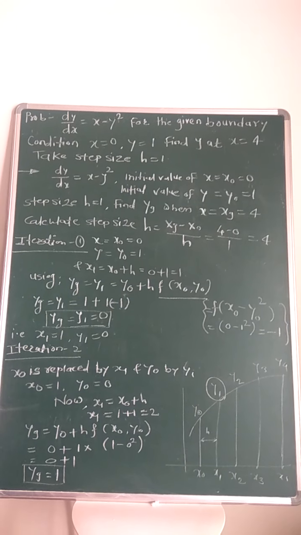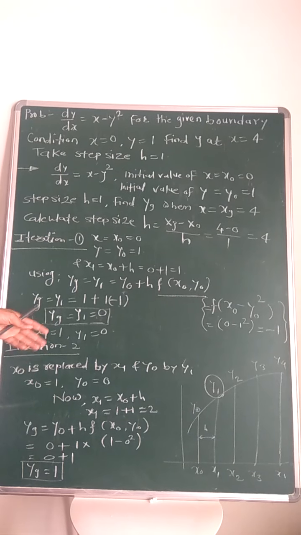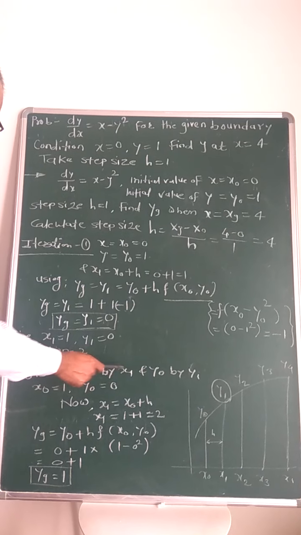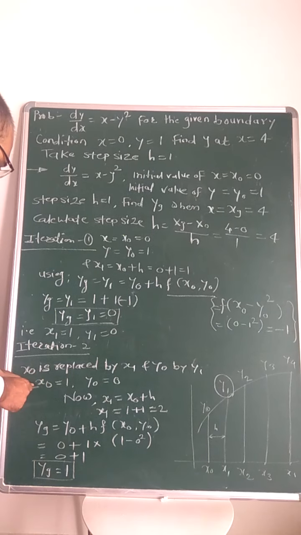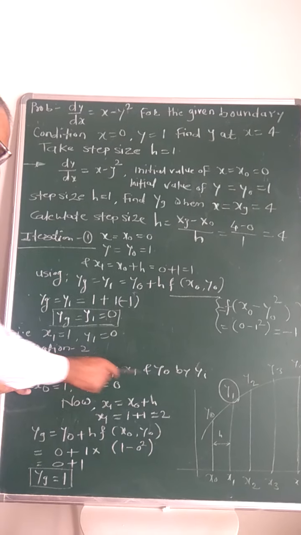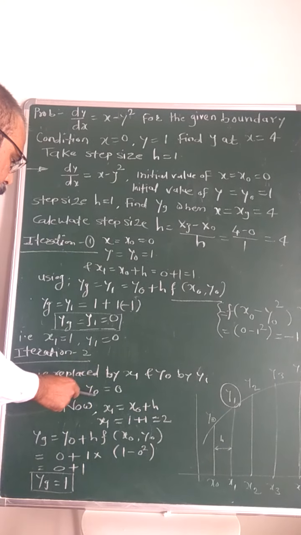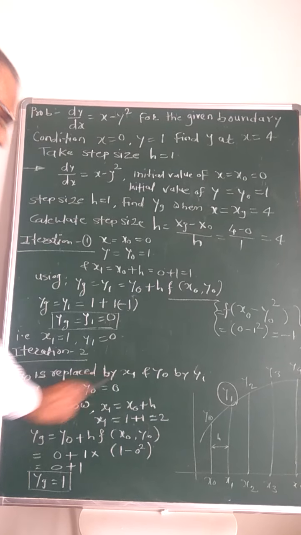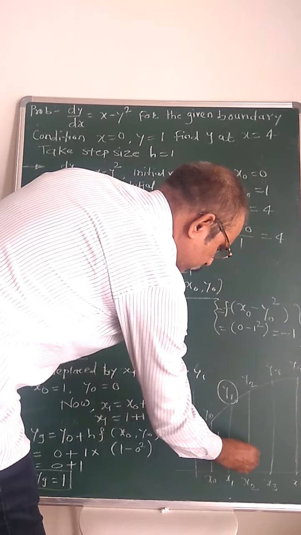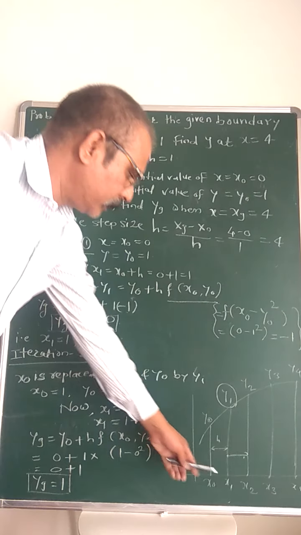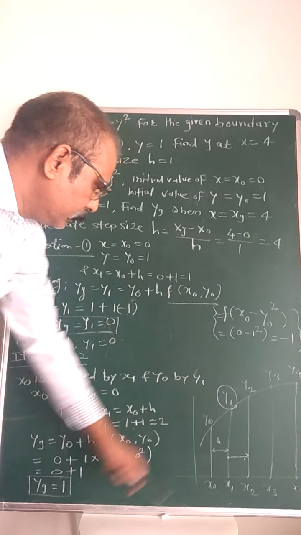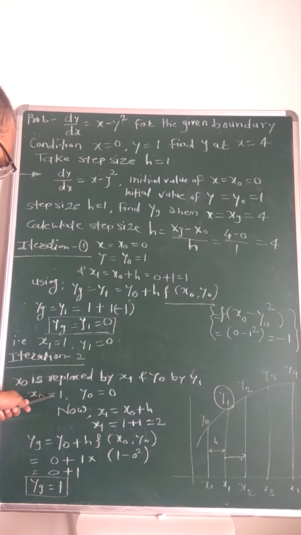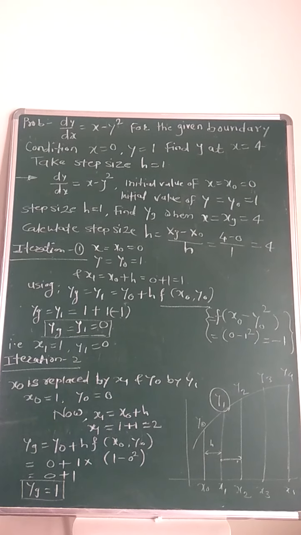Now for the second iteration, as we are going to use the same formula, here we have to replace the value of x0 by x1. Therefore x0 becomes 1 as x1 is equal to 1. And y0 by y1, therefore as y1 is equal to 0, y0 becomes 0. Now the new value of x1 is equal to x0 plus h. As we replace x0 by x1, this becomes x0, this becomes y0. Therefore x1 is equal to x0 plus h, x0 is 1, h is 1, 1 plus 1 is equal to 2.